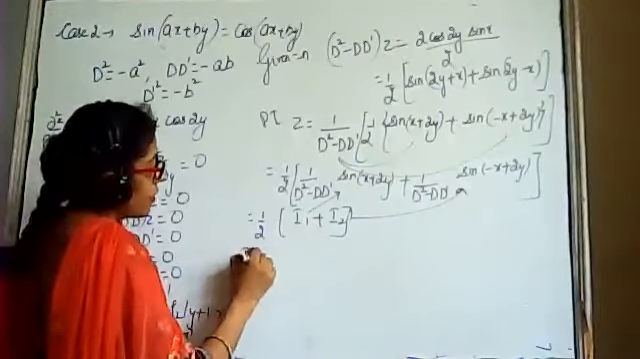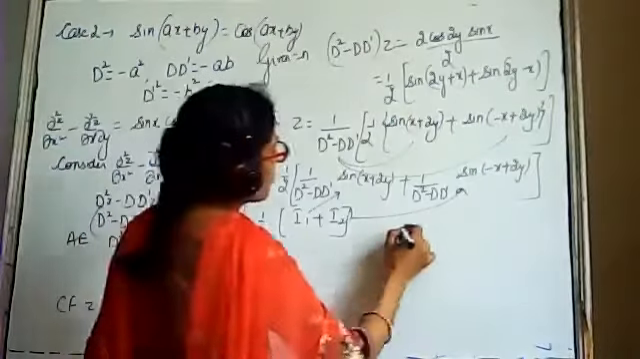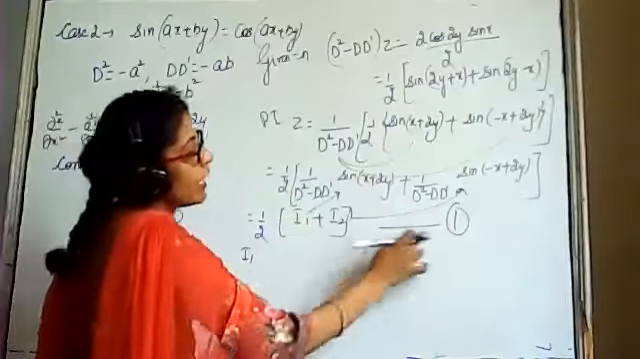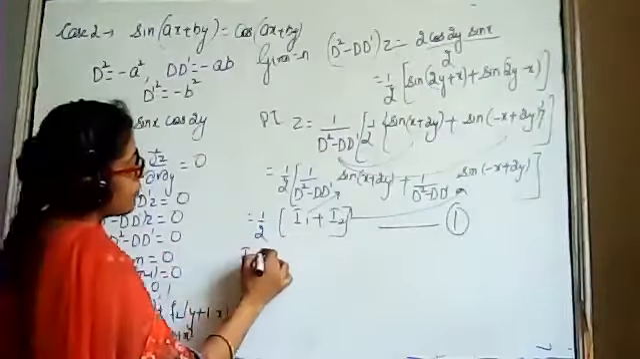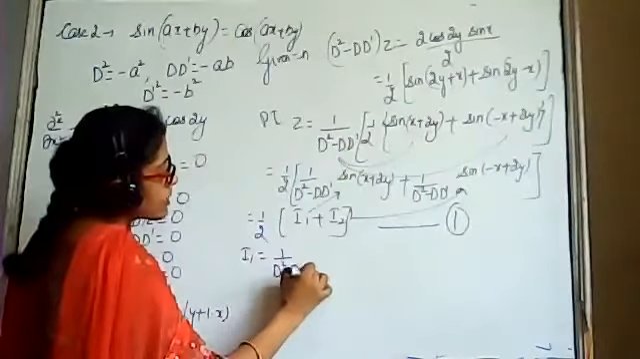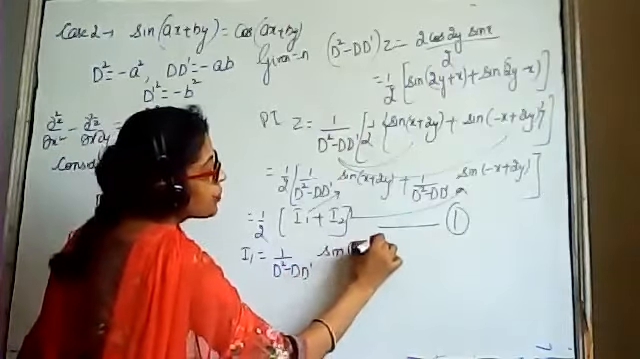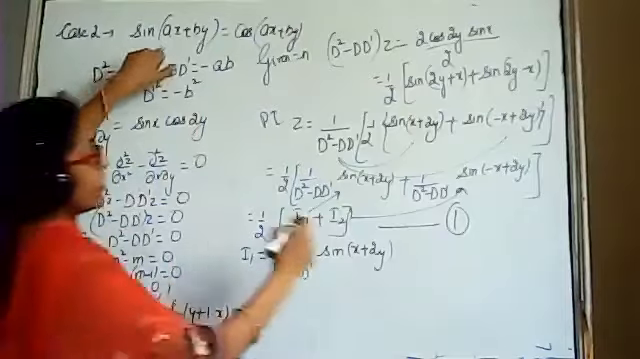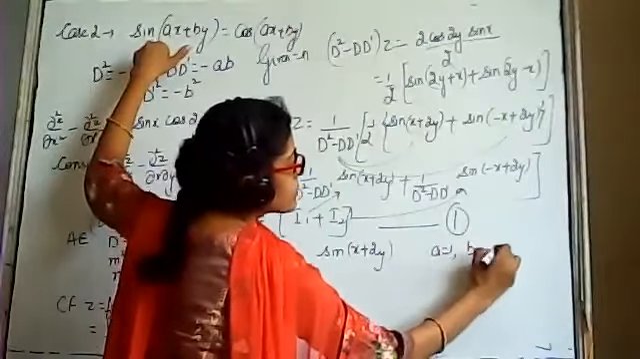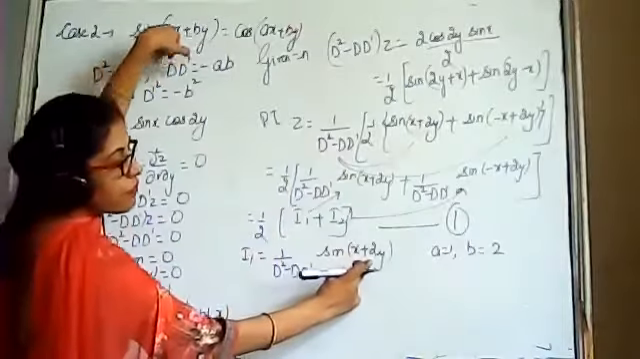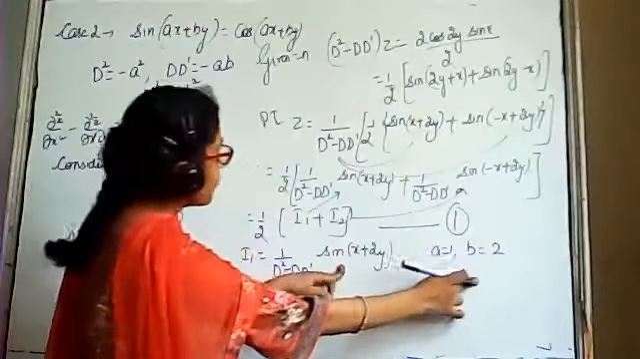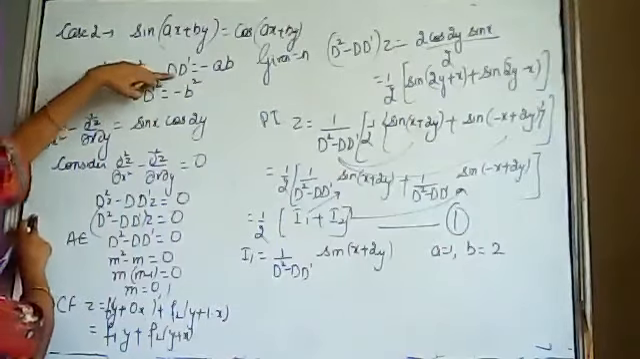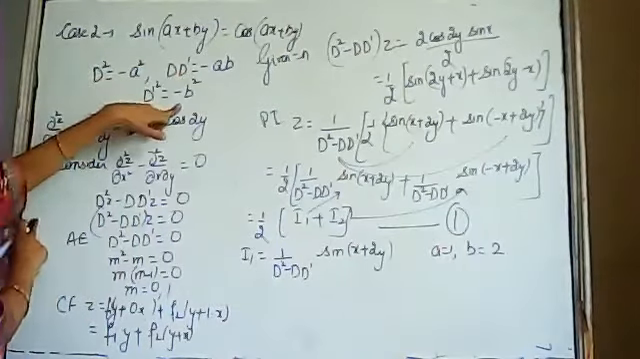First of all, I1. Consider this equation as equation number 1, because after finding the solutions, we have to substitute the value in this equation. So name this term as equation number 1. First of all, I1. I1 is 1/(D² minus DD') sine of (x plus 2y). Now comparing this term with this form, sine(ax plus by), we have a is equals to 1 and b is equals to 2. Now this rule says that substitute D² with minus a², DD' with minus ab, and D'² with minus b².